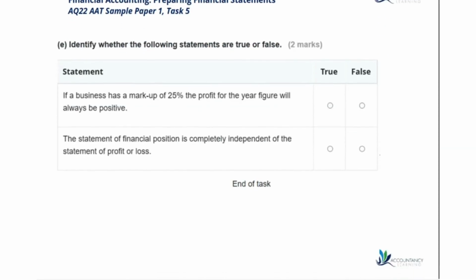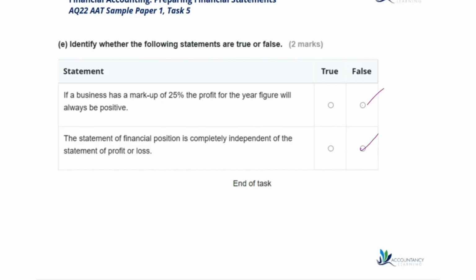Then finally, part E, some true or false statements. If a business has a markup of 25%, the profit for the year figure will always be positive. So this is false. It doesn't really matter what the markup is, because if the overall expenses are more than the overall revenue, then it means they will have a loss. The statement of financial position is completely independent of the statement of profit or loss. So this is false because we need to put our profit or loss in our financial position. And that concludes task 5.